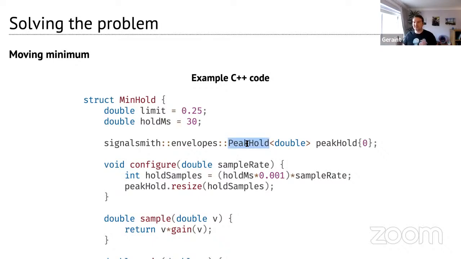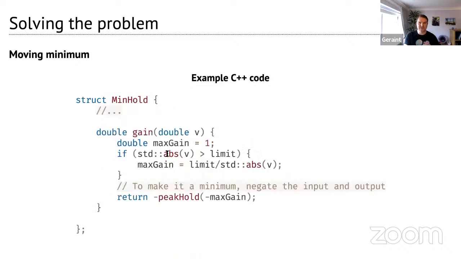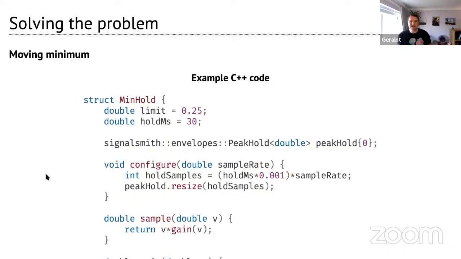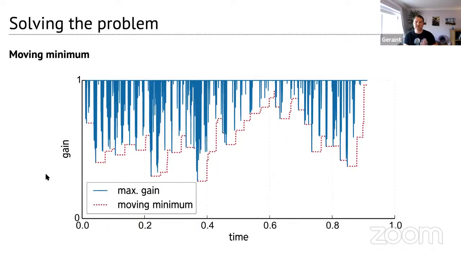I'll talk a bit later about how you might try and do that. But you know how long you want your holding period to be. And when you get a sample in, you calculate a gain, which is this calculation we had before. And then to turn a moving maximum into a moving minimum, you invert the input, and then you invert the output. So this gives you the graph that you have here.